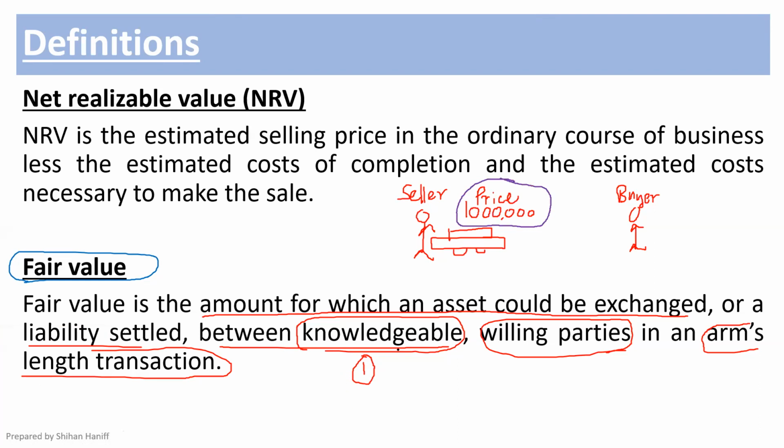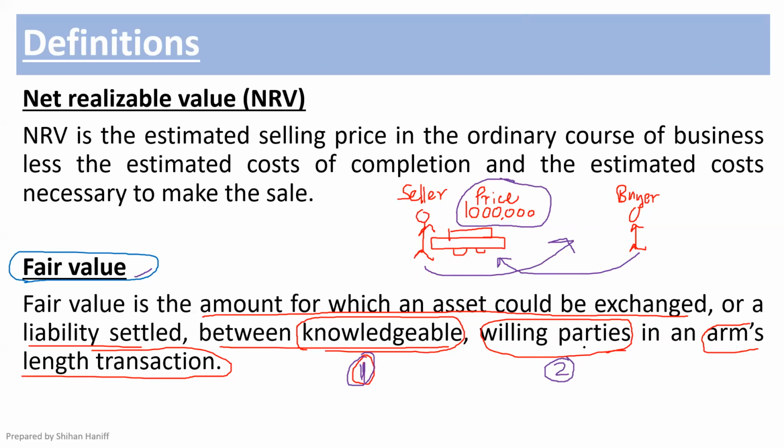So you have three conditions. Condition number one, both the parties should have knowledge about the vehicle. If the buyer doesn't know about the vehicle, he might buy at a very high price because he doesn't know the prices. So the first condition to become a fair value is that both the buyer and the seller should be knowledgeable about the product. The second point is there should be willingness to buy and willingness to sell. The seller should be willing to sell and the buyer should be willing to buy.